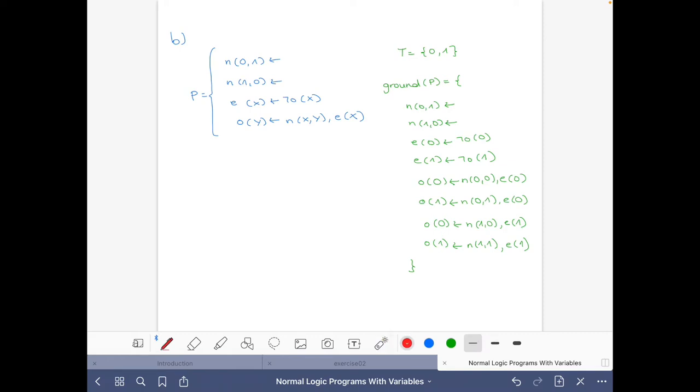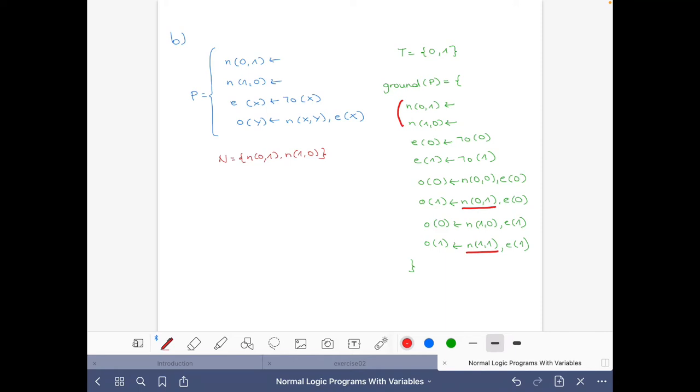So next step, compute the stable model of this program. Now, something that we know at this point is that if there is going to be some stable model, this will have the atoms n(0,1) and n(1,0), because these are facts of the program. Right, so about this part of the program, then really we don't have to care about those facts. Those atoms will belong to any stable model.